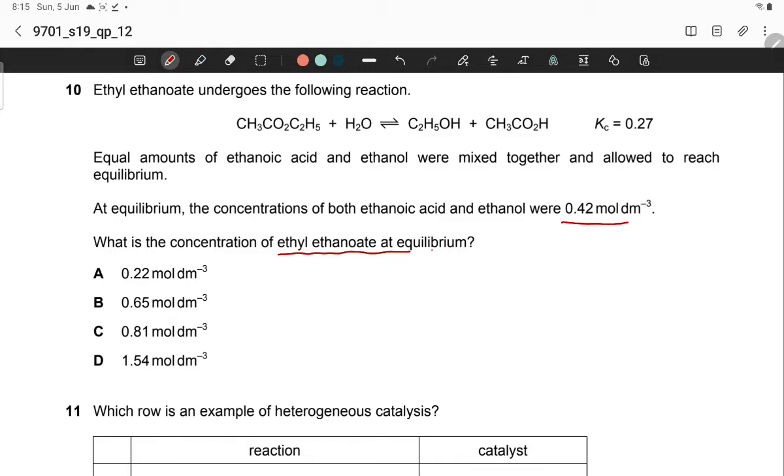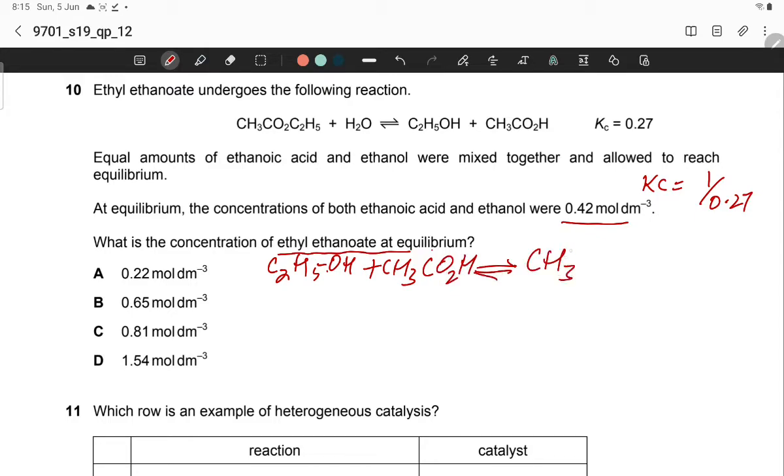So let's see, the reaction is reversed. So when we reverse this reaction, the Kc is equal to 1 over 0.27. We write down this reaction like this: C2H5OH plus CH3CO2H to form ethyl ethanoate, CH3CO2C2H5, plus water.